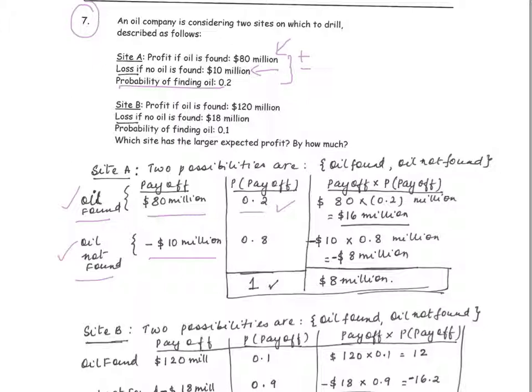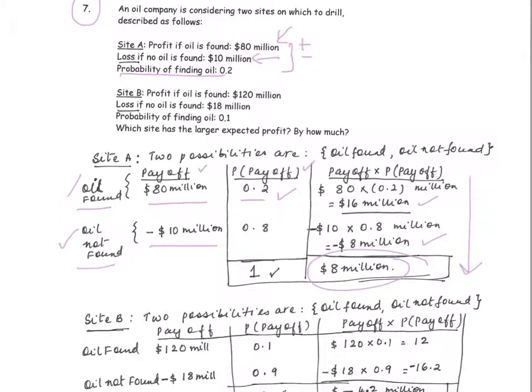Now we find the expected value by multiplying the number in the first column, which is the payoff, with the probability of the payoff in each row. In the first case, we get $16 million. In the second case, we get negative $8 million. When we add these two numbers, we get 8 million. That is the expected value of the profit, or the expected profit, if drilling is carried on in site A.